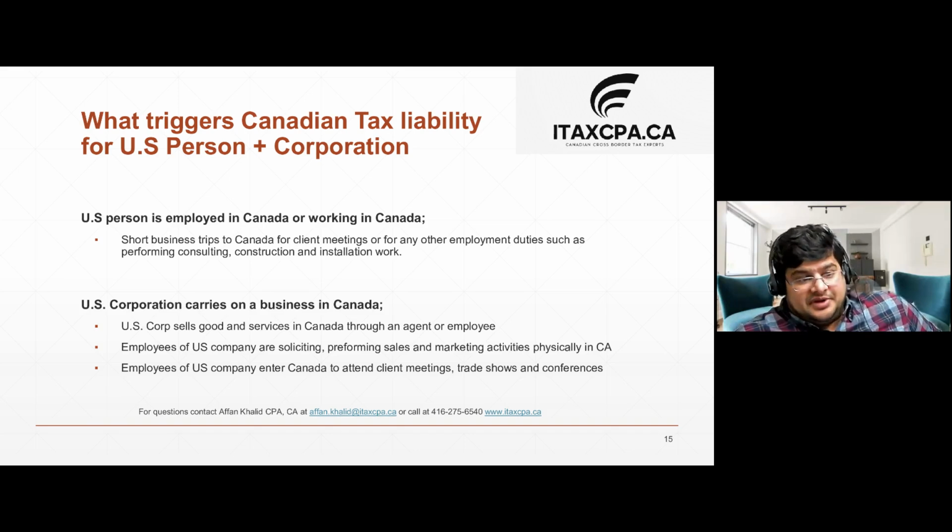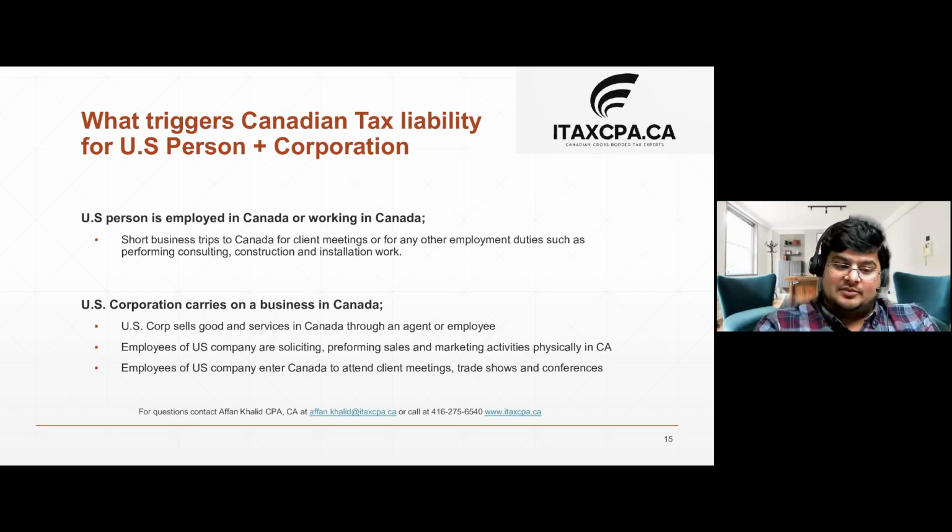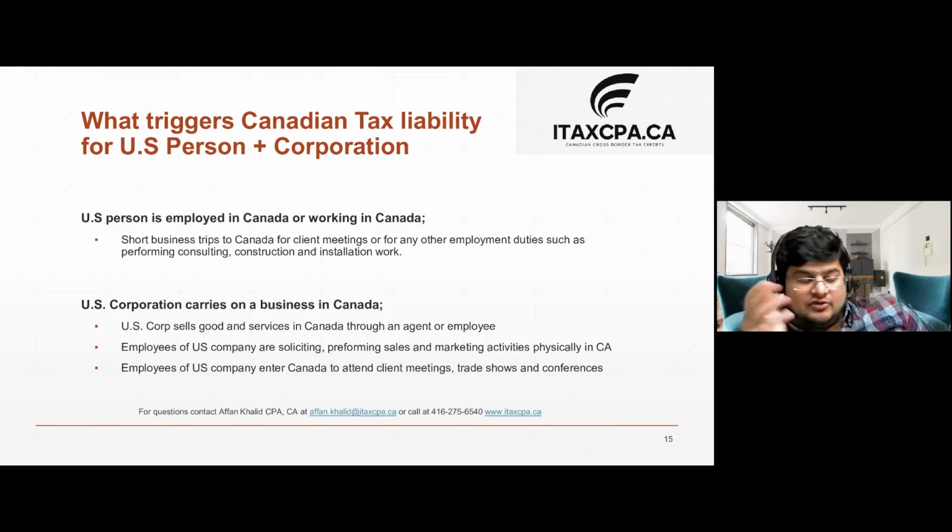And then for corporations, US corporations that are considered to be carrying on business in Canada have a tax filing obligation. Now, the treaty will provide the protection on whether the profits are taxable or not. But in order to make sure you get the exemption under the treaty, you have to file a tax return in Canada and say, hey, Canada Revenue Agency, we have $2 million of sales in Canada, but guess what? I'm exempt under the tax treaty.